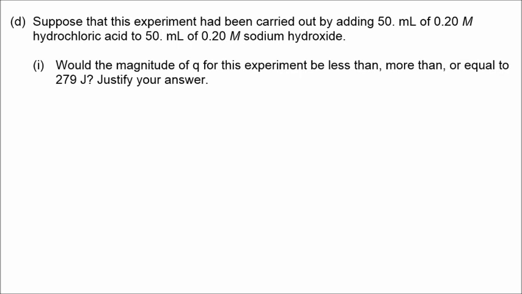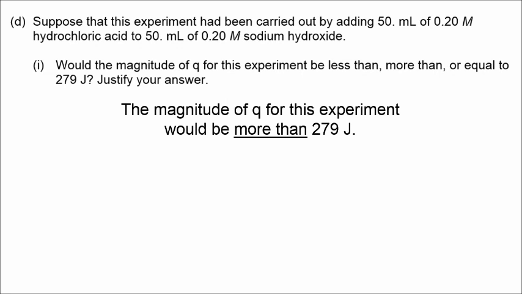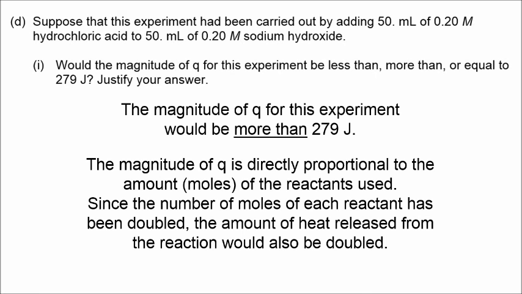Now this question is asking what would happen if we carried out the experiment, but this time using 0.2 molar concentration of solution instead of 0.1 molar. Would the magnitude of Q be less than, more than, or equal to 279 joules? Well, the magnitude of Q would be greater than 279. That's because we're using twice as much moles of reactants. So the magnitude of Q is directly proportional to the amount or moles of the reactants. And since the number of moles has been doubled, the amount of heat would also be doubled.